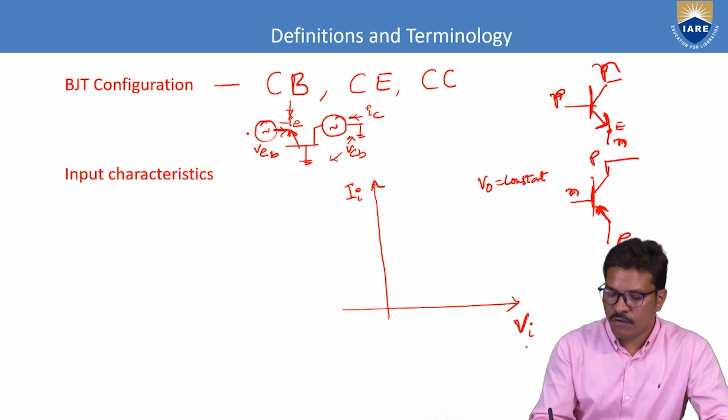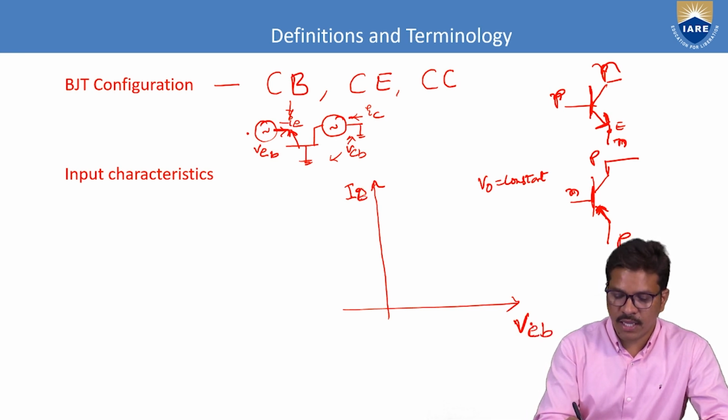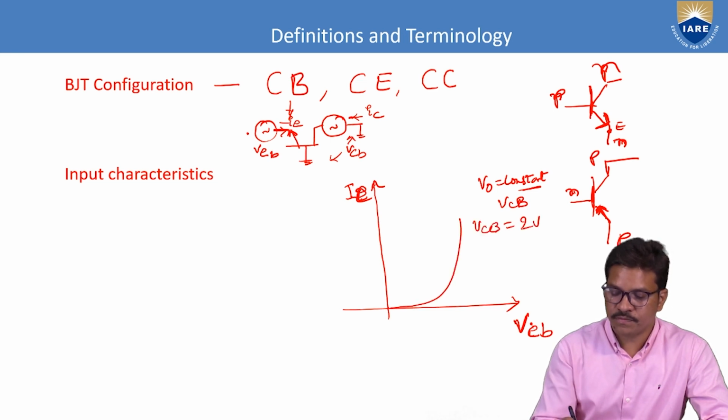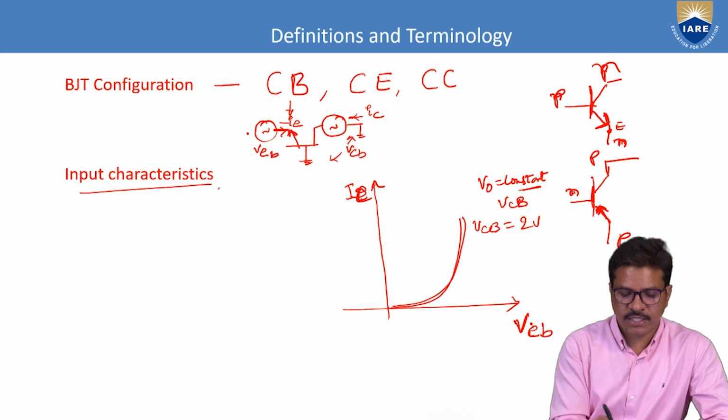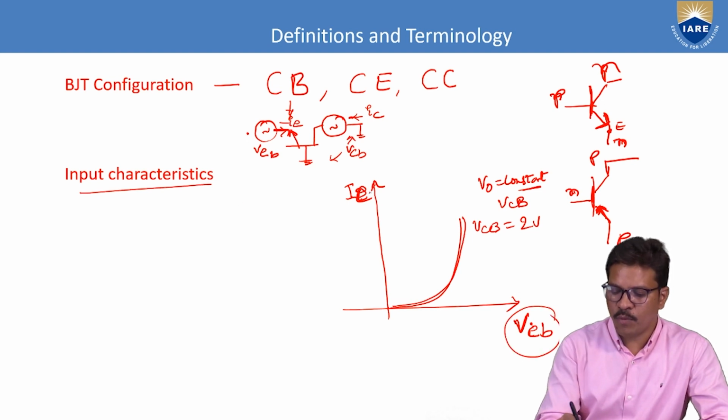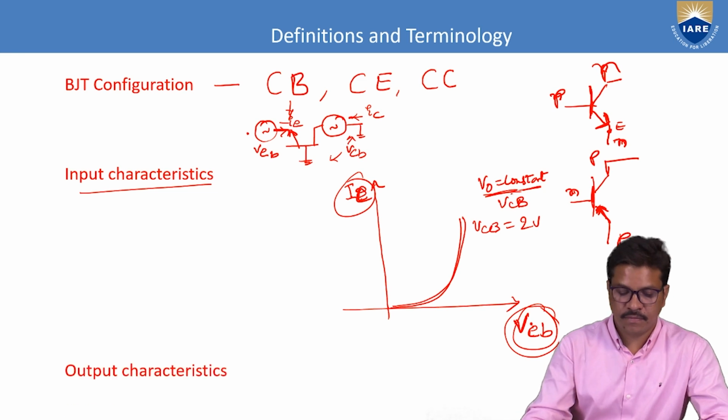So here, if you vary the input voltage VEB and input current IE, keeping the output voltage VCB constant, you will get a graph like this, for VCB equal to 2 volts, like that. That is called the input characteristics. It's a graph between input current and input voltage by keeping the output voltage constant.